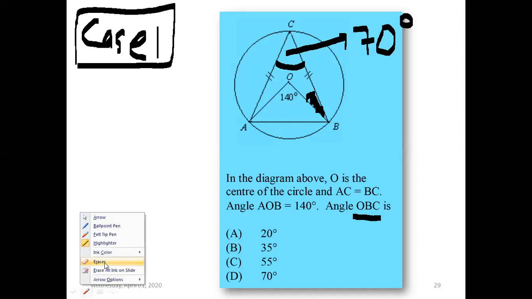35. Sir, 35. All right. 35. So, explain how you get 35. You just divide it by 2. Sorry, why? Remember, equal.